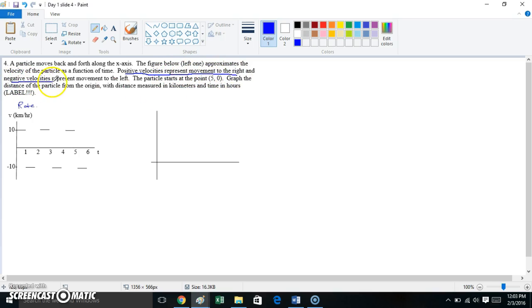So just taking a look at this velocity curve or graph, it looks like we're going to be moving to the right, then moving to the left, then moving to the right, then moving to the left. Okay? 1, 2, 3, 4, 5, 6 times. Okay, so my graph's going to kind of look like this when I look at its position. The particle starts at 0.50. Okay, I'm just going to put 5 on the graph, and graph the distance of the particle from the origin with the distance measured in kilometers and time in hours.